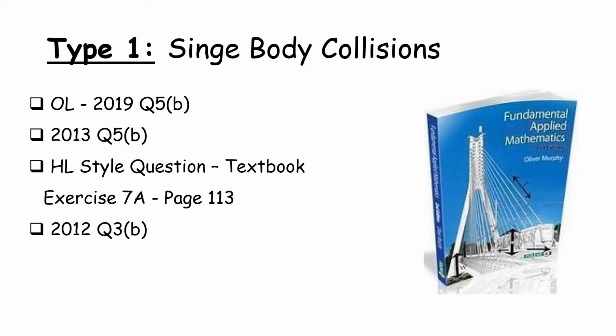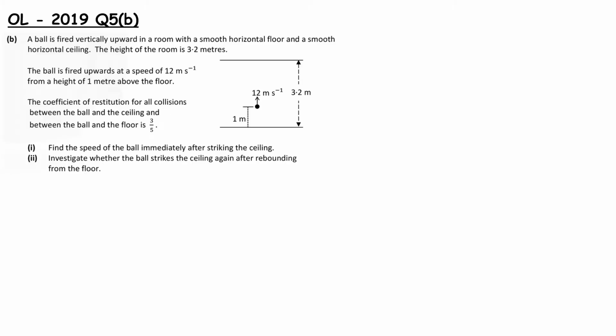I'm then going to take a higher level style question from the textbook. And if you have the textbook, it's 7A and it's page 113, and the textbook is The Fundamental Applied Mathematics by Oliver Murphy, and it's published by Folens. And the last question I'm going to do is the 2012 question 3 part B. So yes, it is a projectiles question, but it involves a bounce.